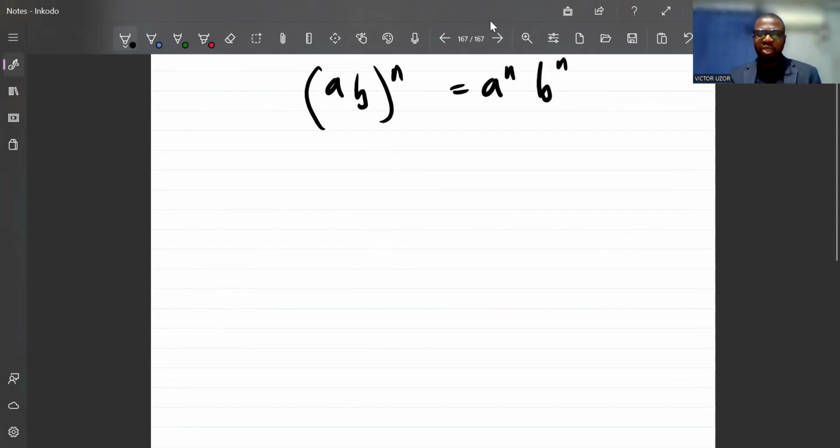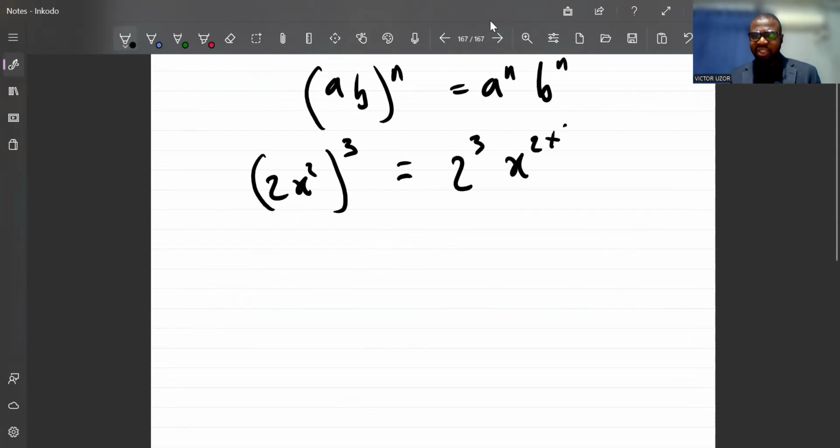So, for example, when you have 2x squared in brackets raised to power 3, it means that everybody is going to have their own power. It's going to be 2 raised to power 3 and x raised to power 2 times 3, which will give you 8x raised to power 6. So you need to understand that one.